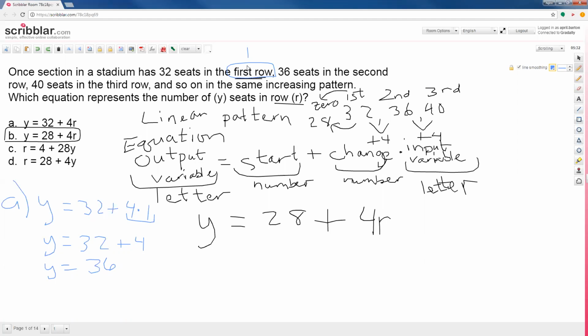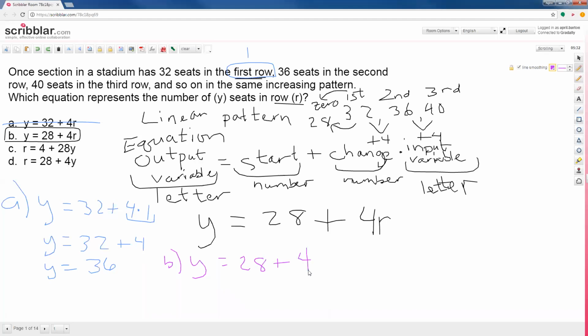So when we plugged 1 in, we got 36, but the question said the first row should only have 32 seats. So doing this method, we say, well, it's not A. Then you do have to try the next one. So it can be a little time consuming because you have to try each answer choice over and over again.